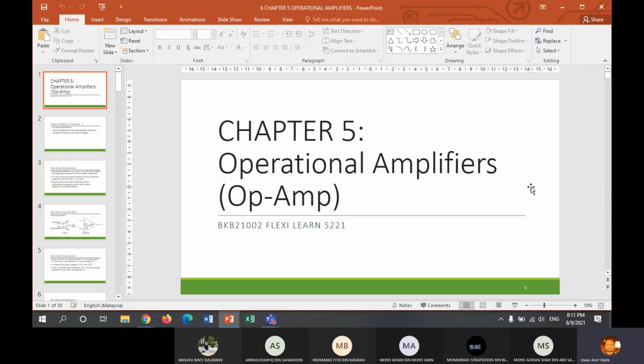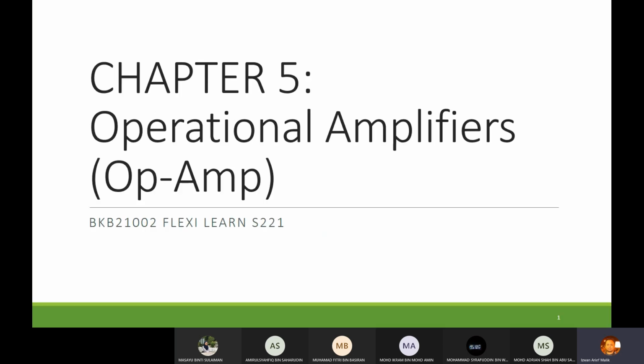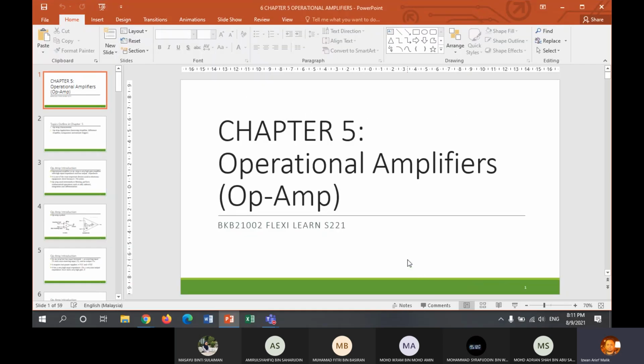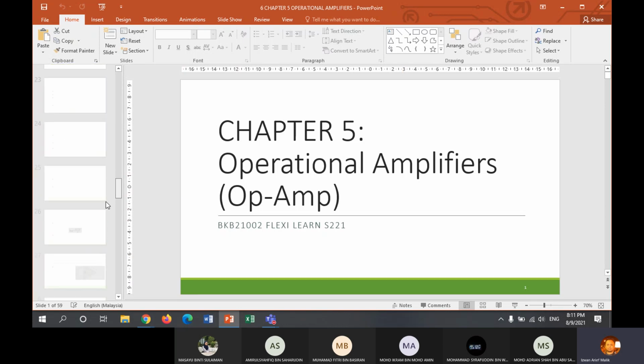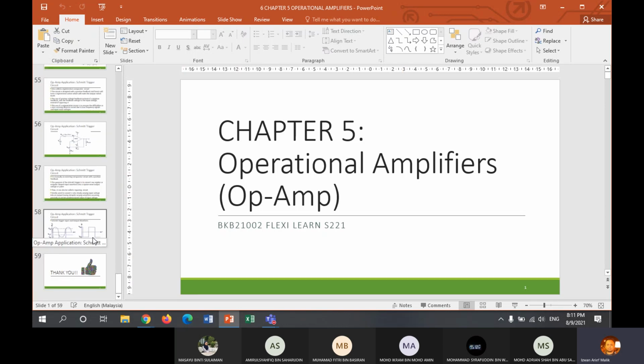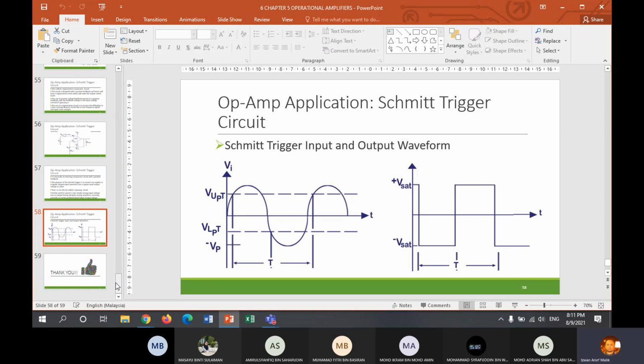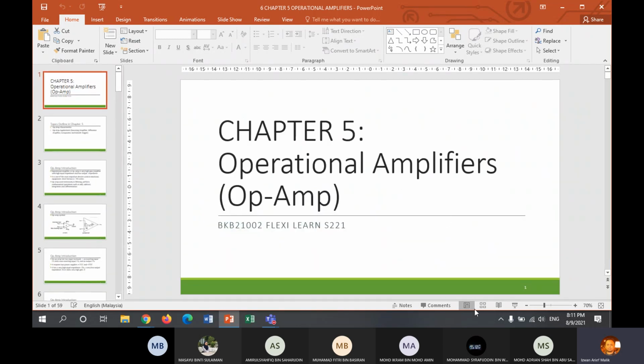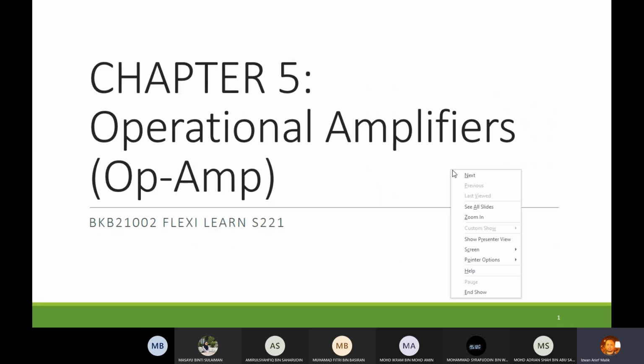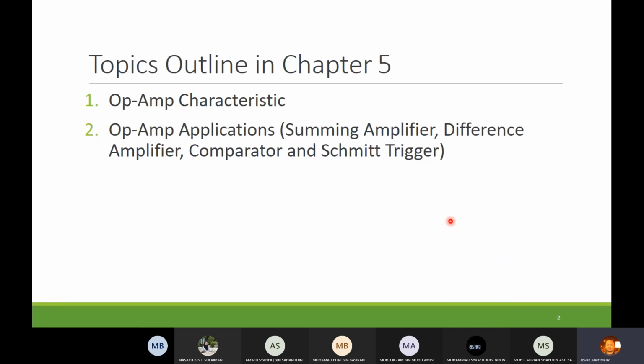Okay, so the last topic is operational amplifier. So op-amp, I'm sure that you have also heard about this thing. Even sometimes you use it in your work. Okay, so let's look at the outline, topic outlines for chapter 5.